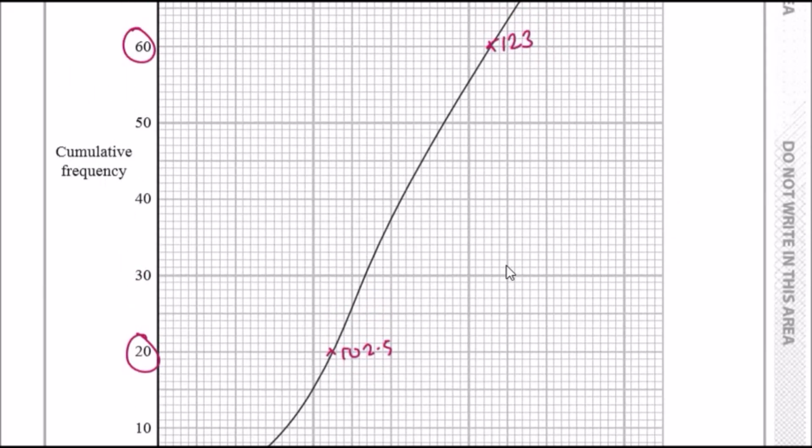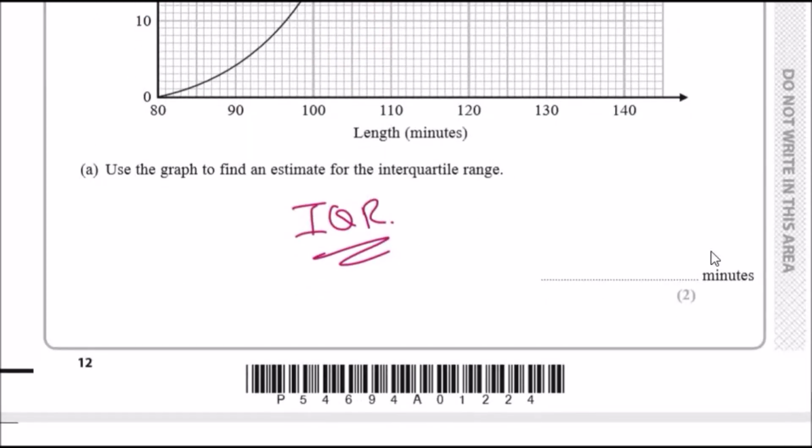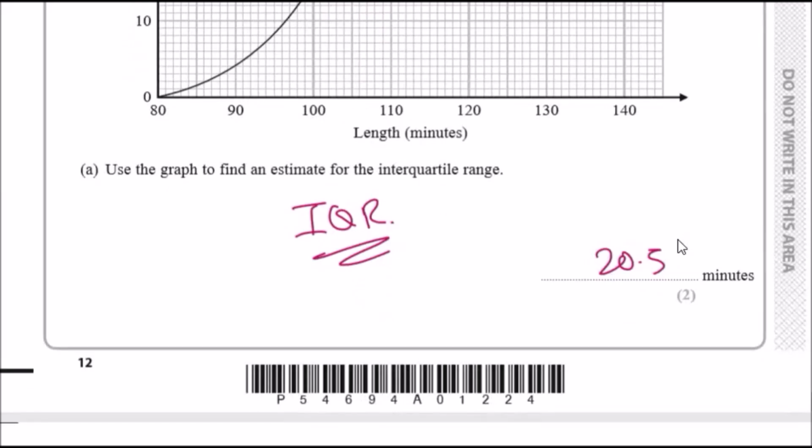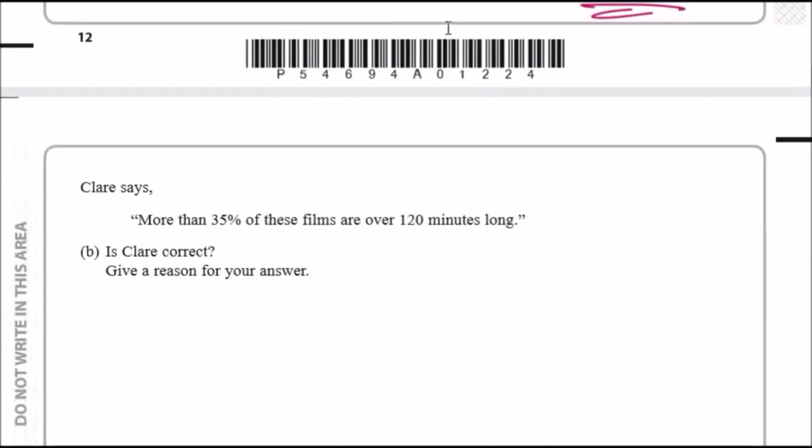So let's put that in the calculator. 123 minus 102.5, and you should get about 20.5. So that's it. That's literally the range of minutes between the third quartile and the lower quartile. They'll probably accept answers between 20 and 21, just in case, but don't hold me to it though. Now let's go on to the next part.